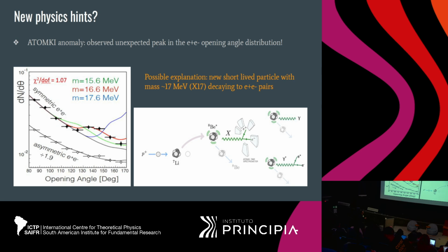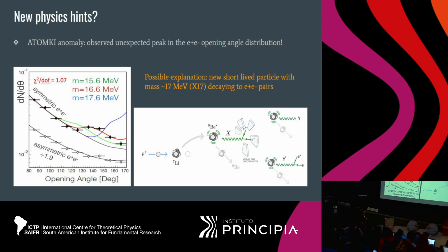So the picture that they imagined is this one. You have the proton beam impinging on a beryllium target, you excite the beryllium-8 state, then from the de-excitation, instead of producing a photon, you produce some resonance, some new particle, which then decays to an electron and positron pair.